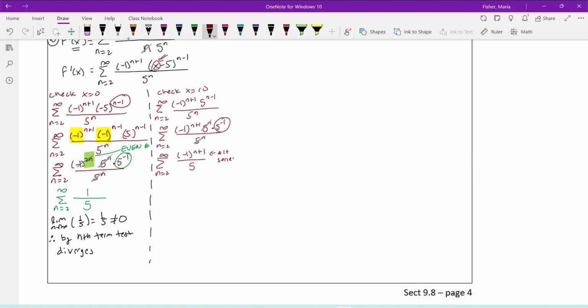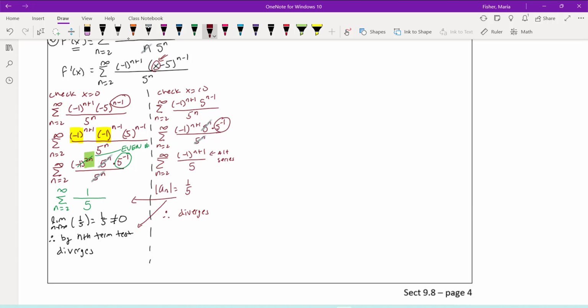Since it's an alternating series, I can try the alternating series test. First thing you do is take the absolute value of a sub n, and that's just going to be a fifth. But wait a second. I just showed that this guy here diverges, right? It diverges by the nth term test, so I know it's going to fail the alternating series test. Therefore, I know that this guy also diverges.